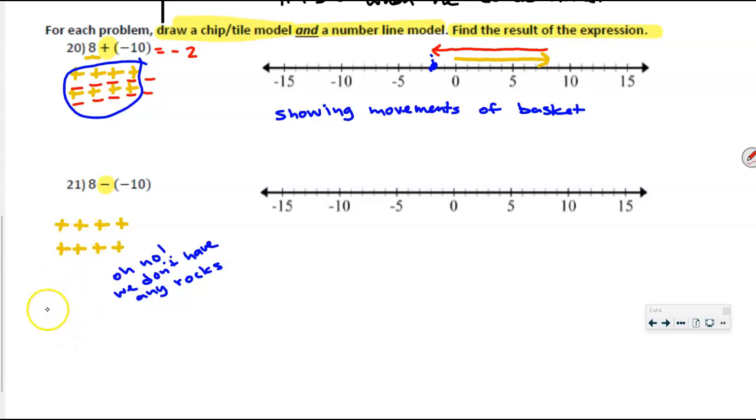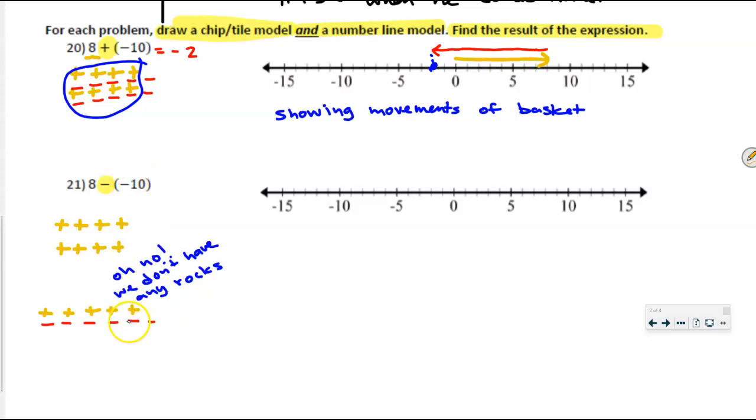But again, notice I'm not just drawing rocks. If I were just drawing rocks, that would be an addition problem. But it says I need to take away rocks. I don't have any, so I draw 0 pairs. There's always going to be rocks in those 0 pairs, and so that's what I'm bringing into the basket. Zeros, and in those zeros, I can see the rocks. Here's 1, 2, 3, 4. I need 10 of them, so I need to keep drawing.